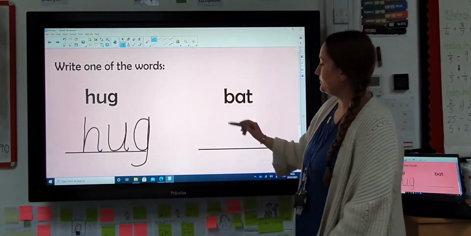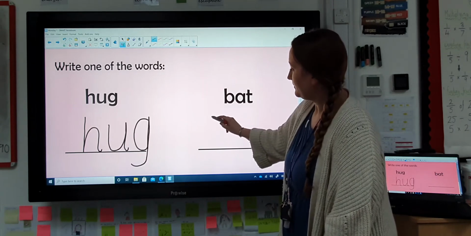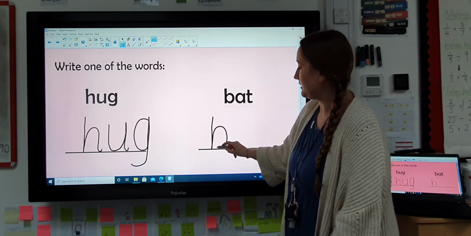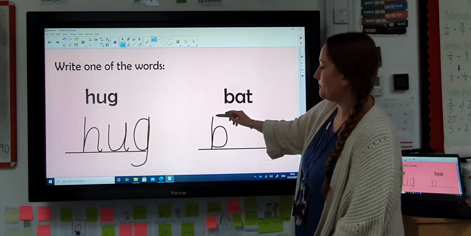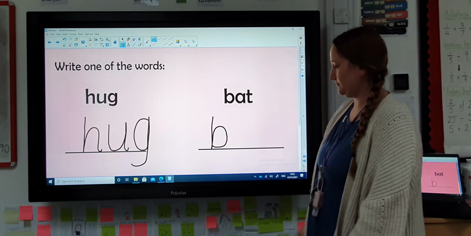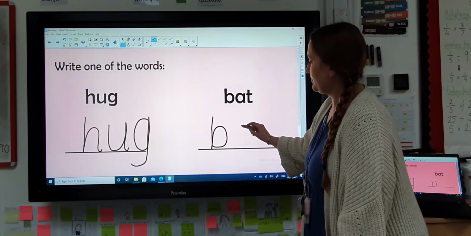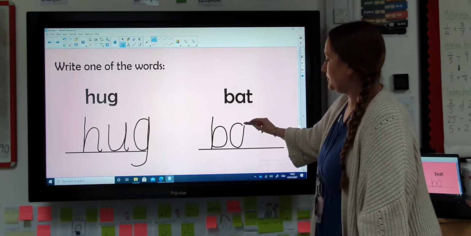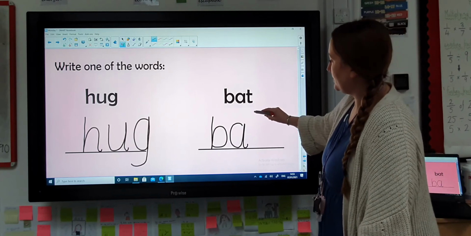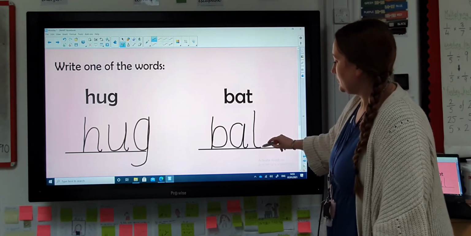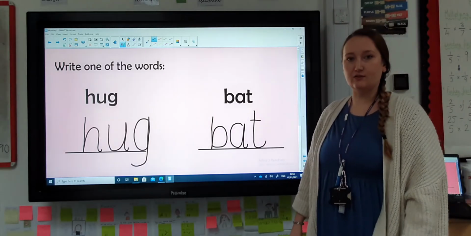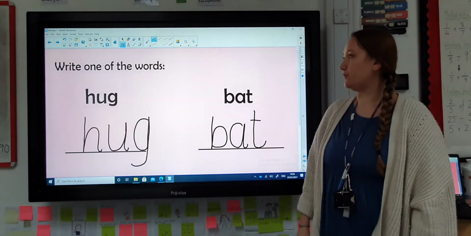And for bat, we're going to start nice and tall, all the way to the bottom, touch the line, and then we go up and around. So remember with b, we do the bat, the stick first, the bat before the ball. Okay, and for a, so we start at the top, go around, up and down and flick. And for the t, so nice and tall, down, around and across. Okay, so pause the video to give yourself a few minutes to write one or both of these words.